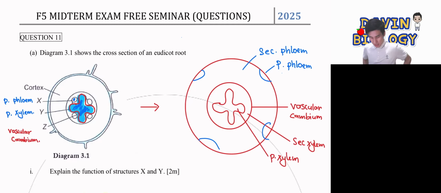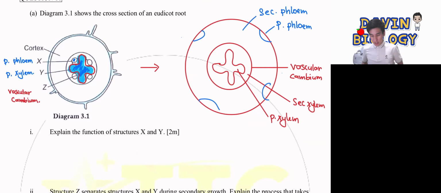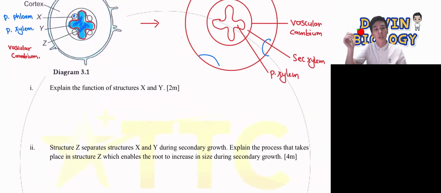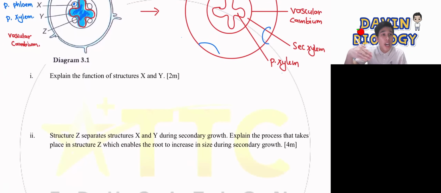If they ever ask, the process of secondary growth in root is the same. You just have to say vascular cambium divides by mitosis to form secondary xylem, primary xylem. But for the root, we don't have cork cambium, like we mentioned just now. Understand? Now then, explain the function of structure X and Y.